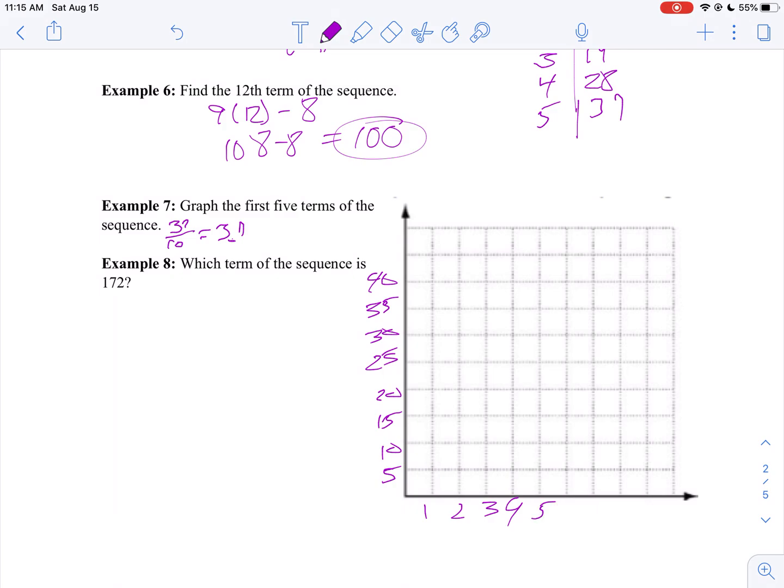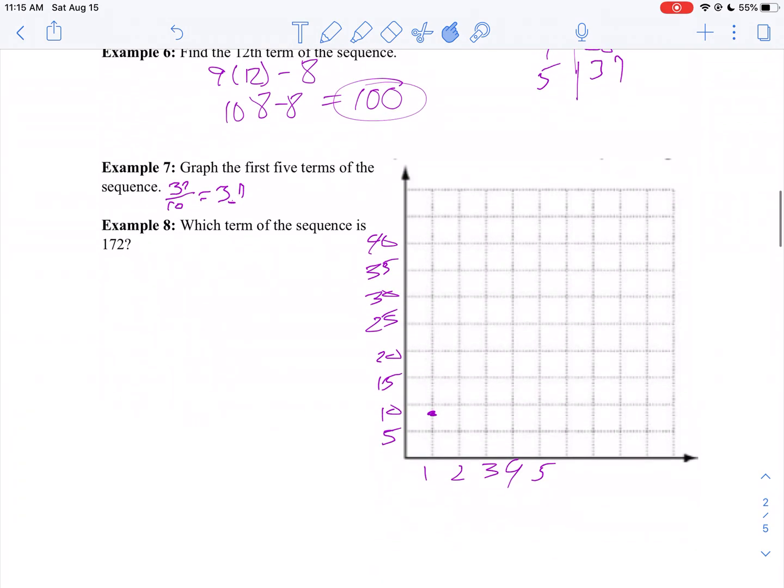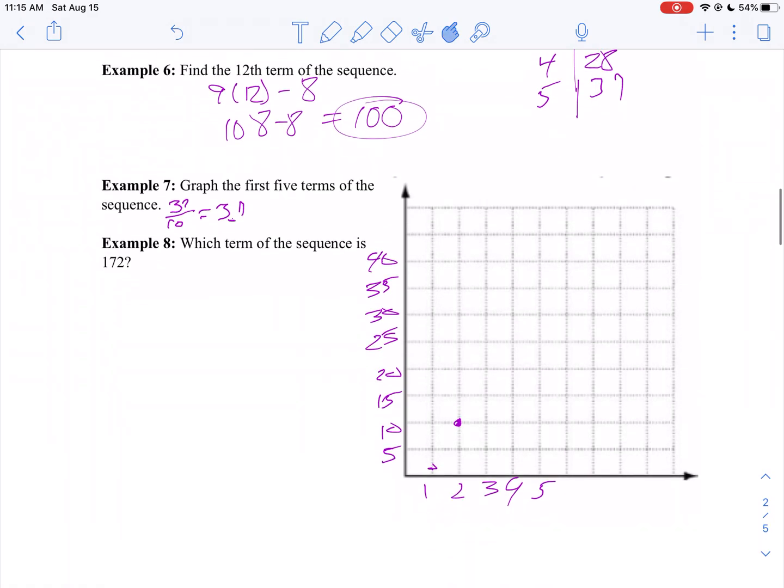So we know when you're at 1, we're starting at 9. 2 is going to be 10. Whoops, I did that wrong. 1 is 1, isn't it? Sorry about that. First term is 1. The second term is 10. My third term is 19. My fourth term is 28. And my fifth term is 37. Now we're not going to connect these because we don't have a 1.5 term.